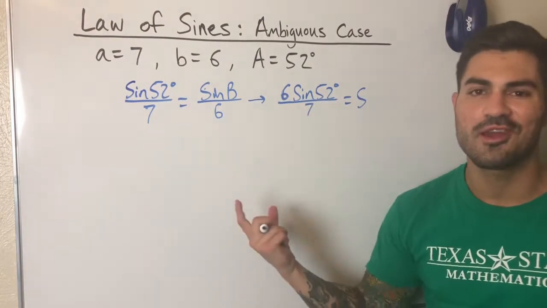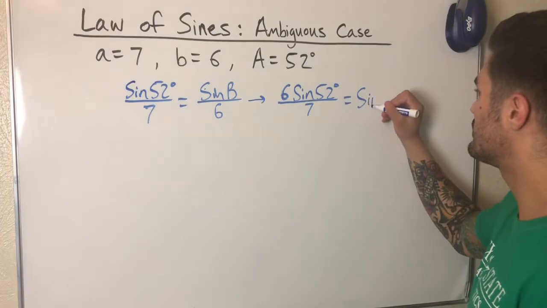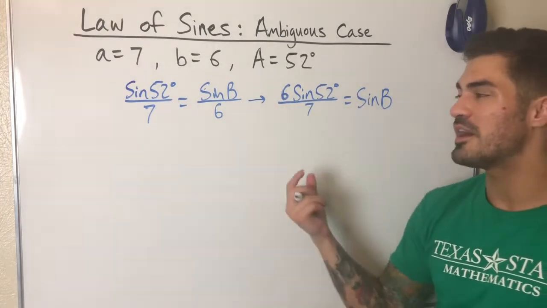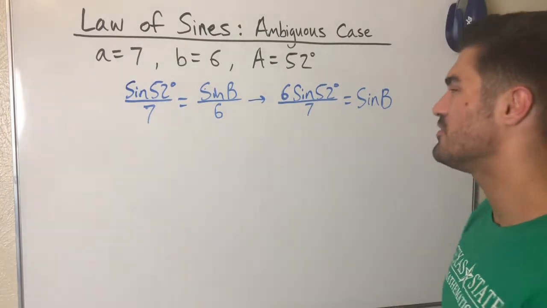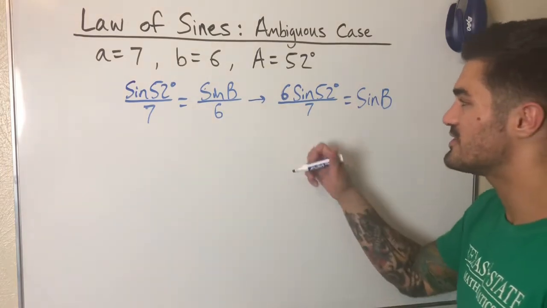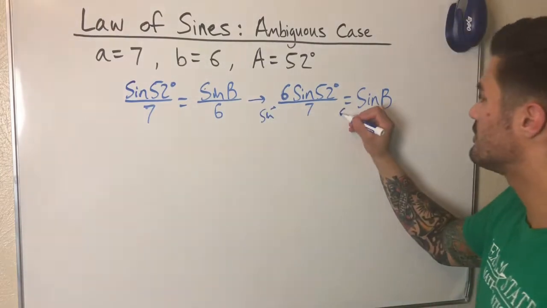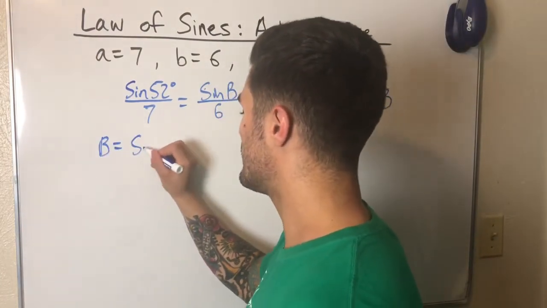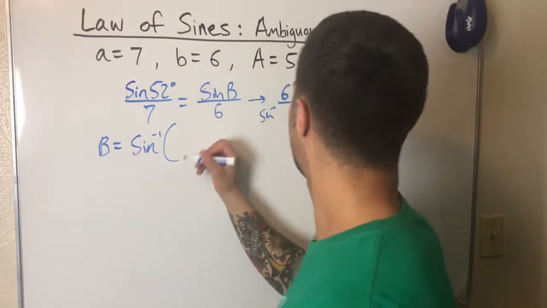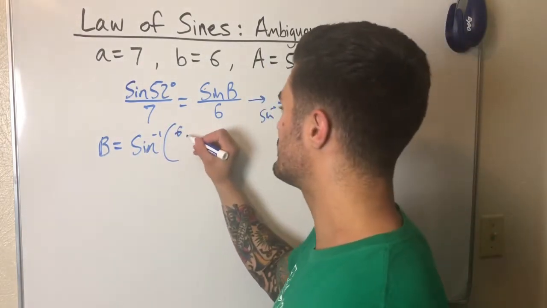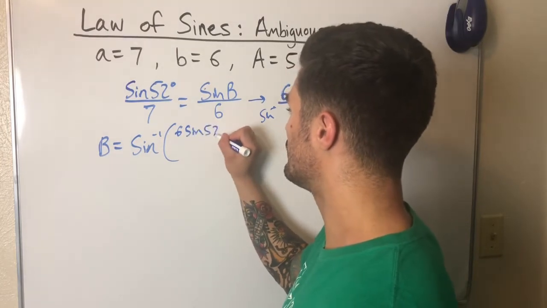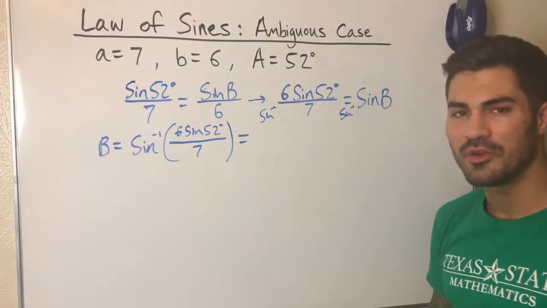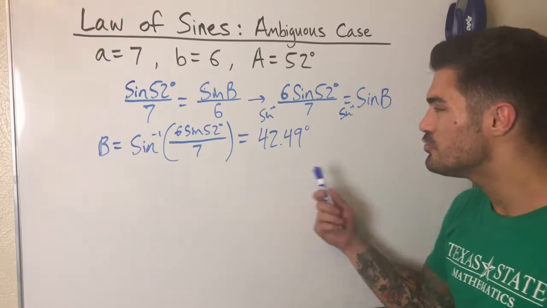And you could punch this in your calculator and get a value. There's nothing against that. I wait until the very end and just punch it all in my calculator at once, but you could punch this in, get a value, write that out, then do sine inverse of both sides if you're more comfortable doing that. So sine inverse of both sides, and that gives me angle B equals sine inverse of 6 sine 52 degrees over 7. So when I punch this in a calculator, what do I get? All right, I get 42.49 degrees.